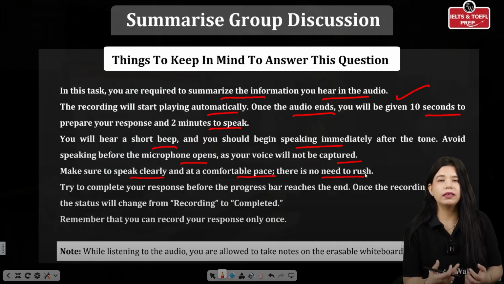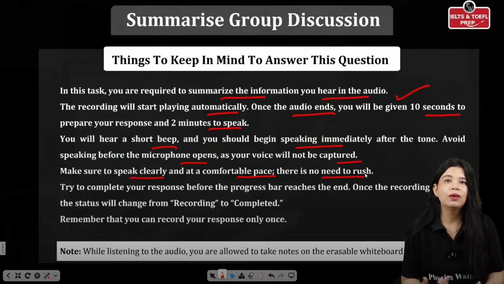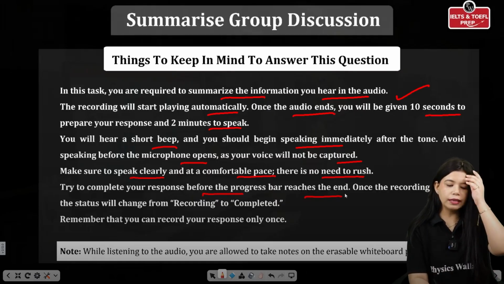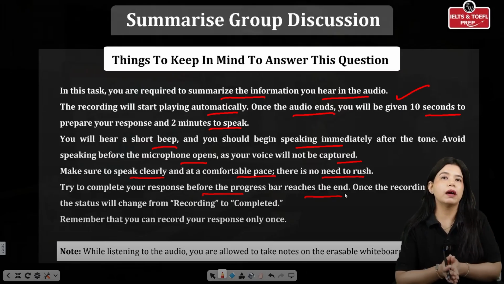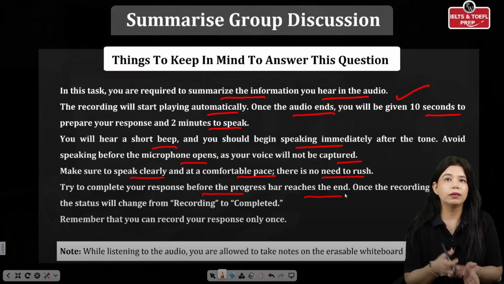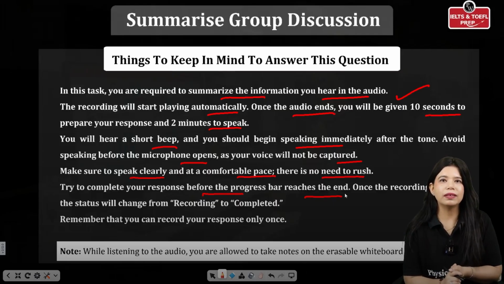If we are not able to understand, if the AI is not able to understand what you have spoken, just imagine how low the score can go. Try to complete your response before the progress bar reaches the end. Yes, this is important. Let's say you are speaking and the progress bar has reached the end and you are not able to end your talk. That is not recommended. You should be able to end your talk properly in time.